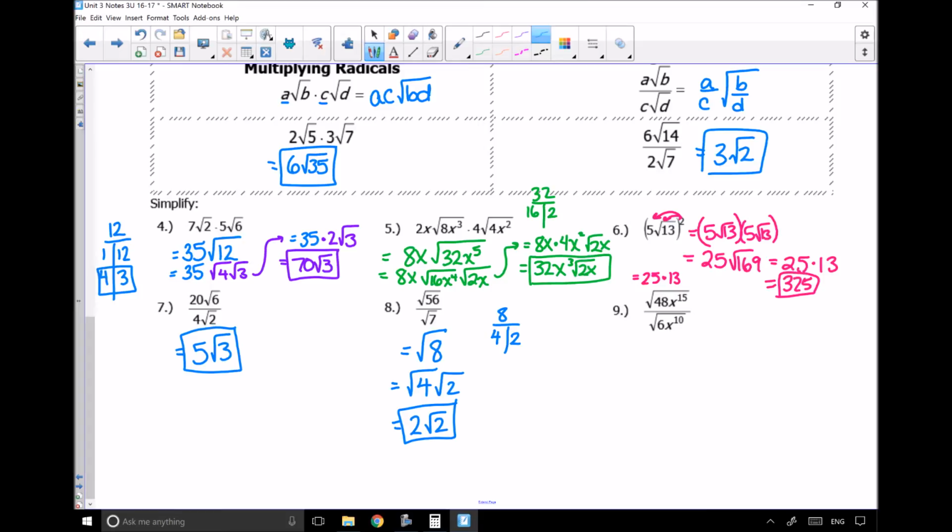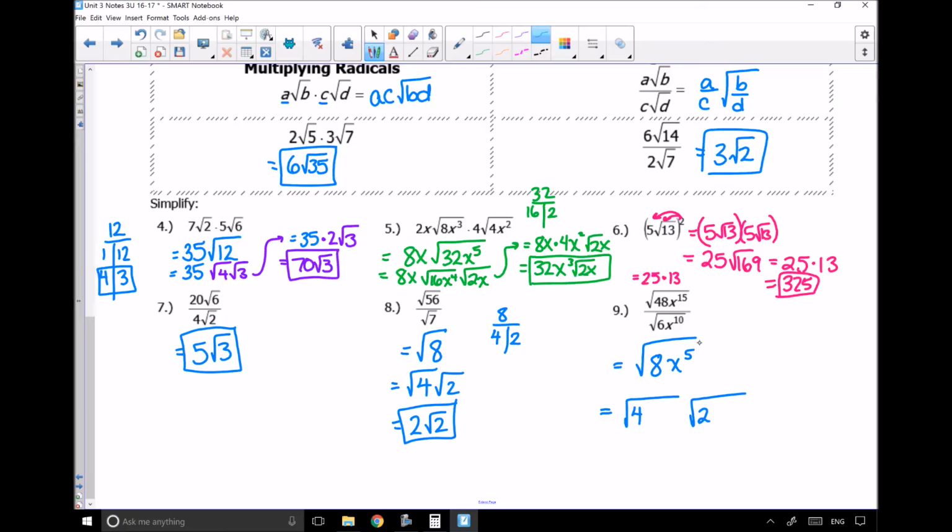Okay. Last one, number 9, same thing, invisible coefficients of 1, so we don't have to worry about that. 48 divided by 6 is going to be 8, so it's the square root of 8. And then when I divide, remember we subtract our exponents, so it's the square root of 8x to the power of 5. Well, we already have our chart for 8, so that's convenient. So when I do my radicals right here, I'll use 4 as my perfect square, and then I'll use 2 as the factor that's left over.